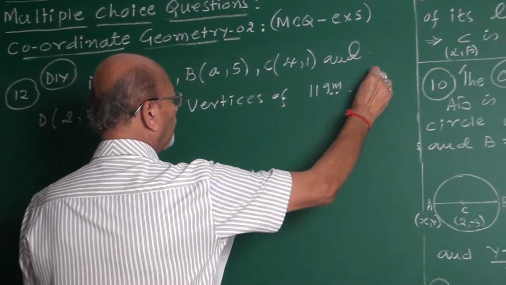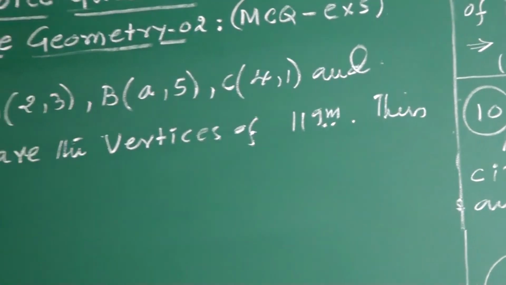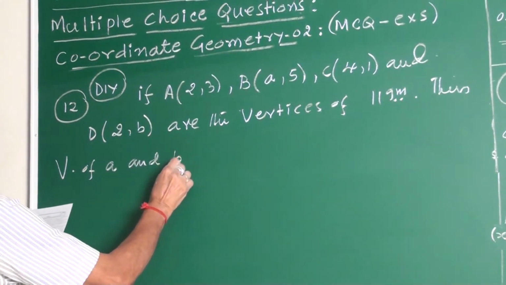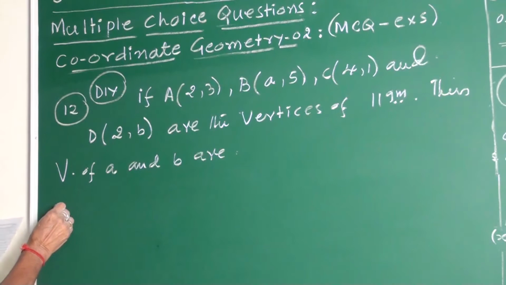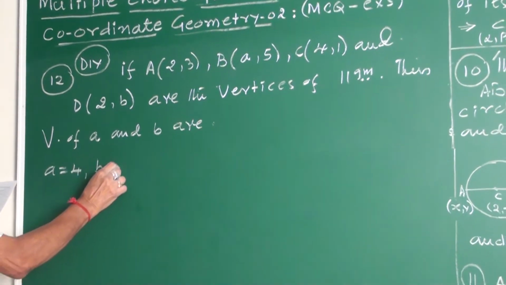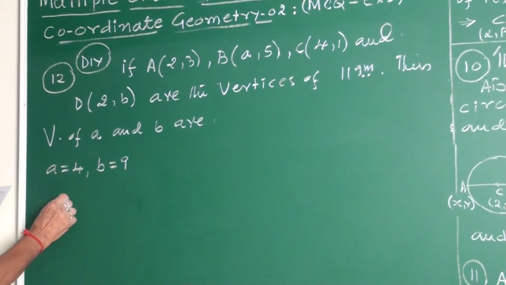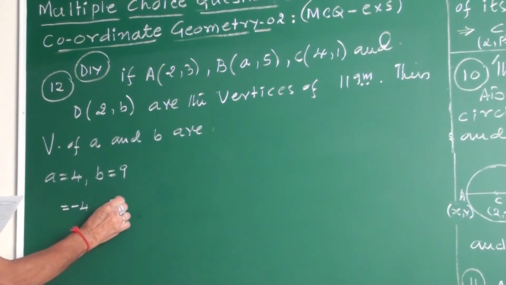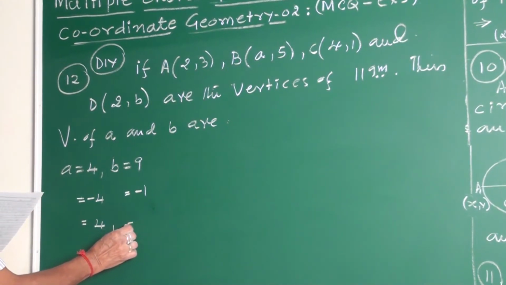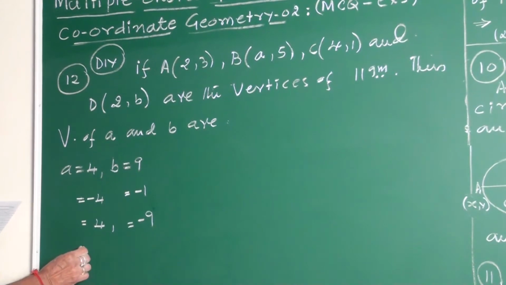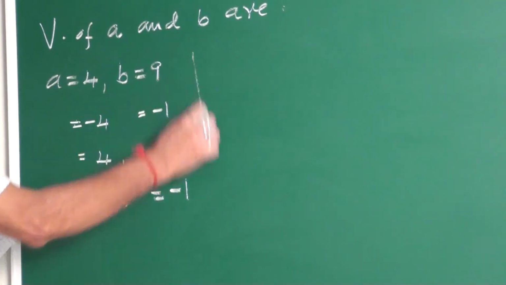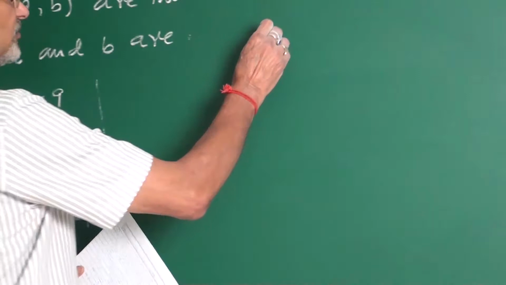Then the values of a and b are, yes, right here. First option is a equal to 4, b is 9. Second option, a is minus 4, b is minus 1. Third option, a is plus 4, b is minus 9. Fourth option, a is 4 and b is minus 1. These are options. It is a parallelogram, my friends.